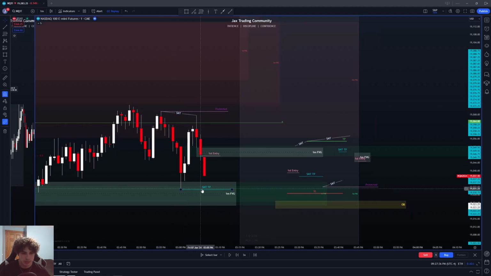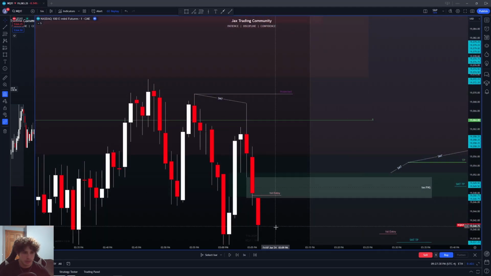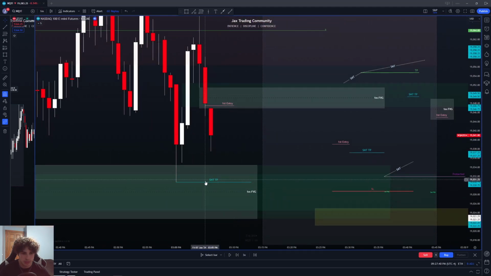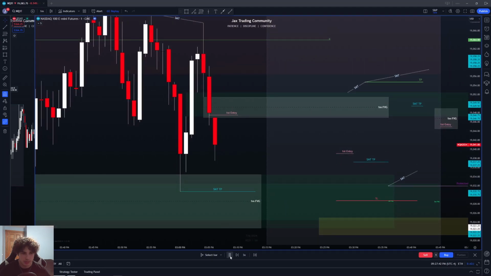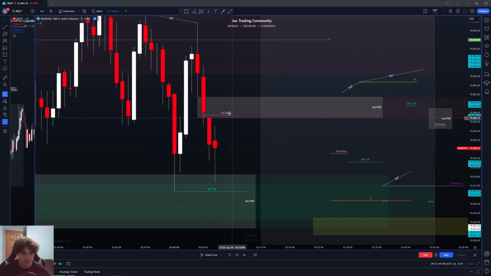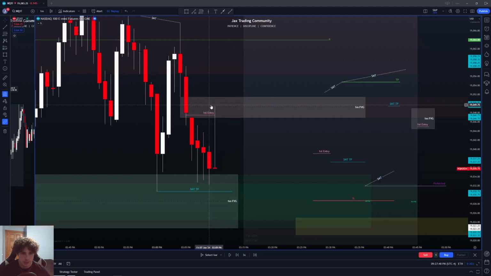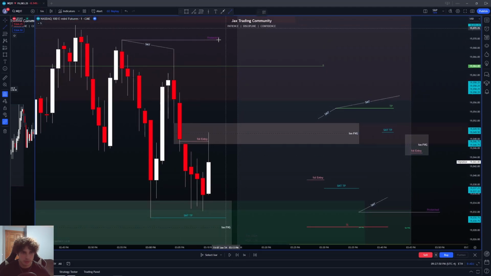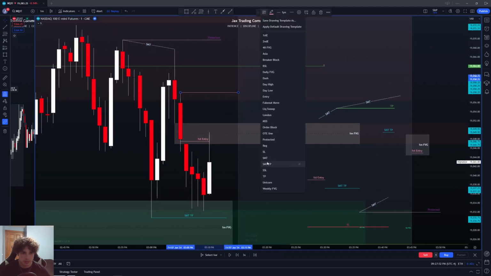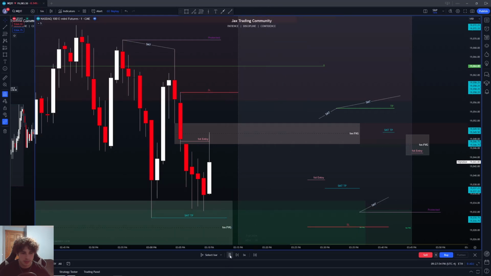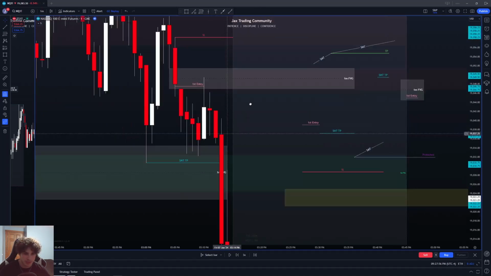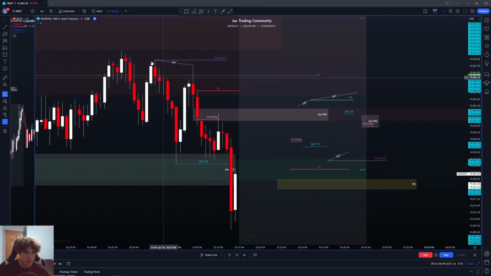We form an SMT here, displacement down. All right, so now we have a fair value gap created. We still have not taken SMT TP yet. I would 100% enter into this 1 minute. So right there, there's your entry. Your stop can be right here, and then we sell off, take this SMT TP. Okay, so now we're entering a macro with a downtrend.